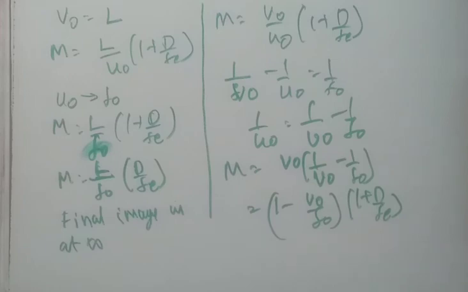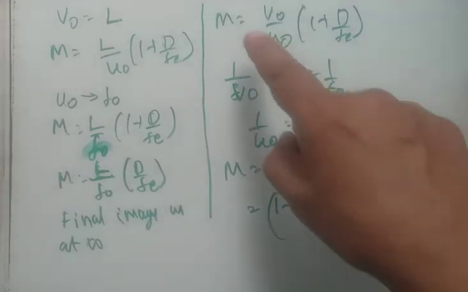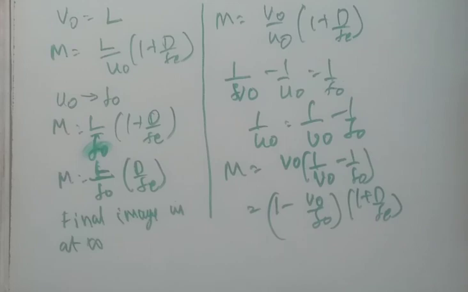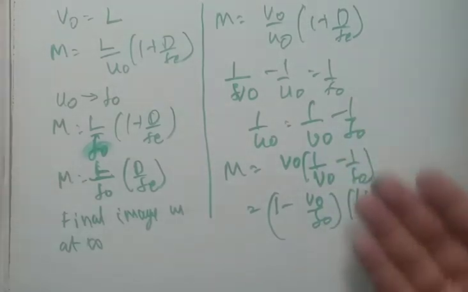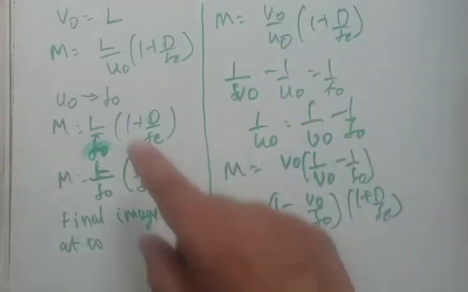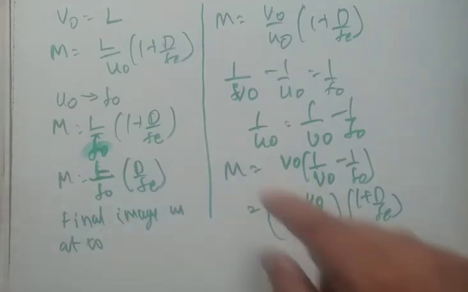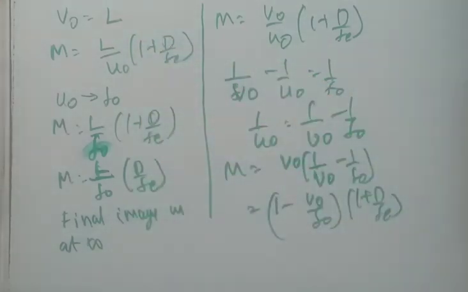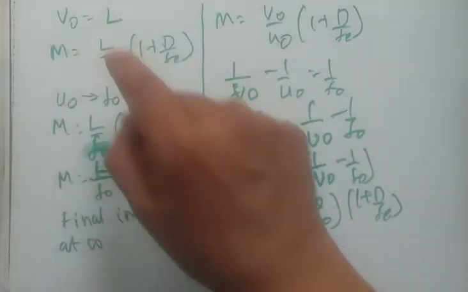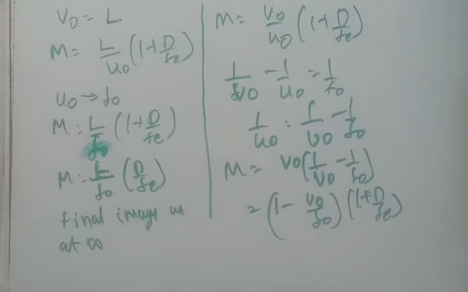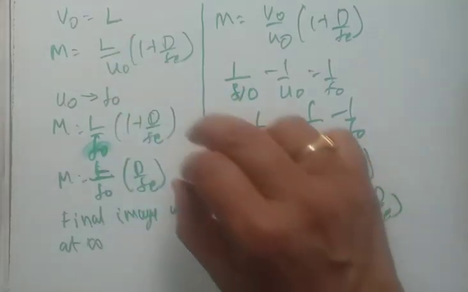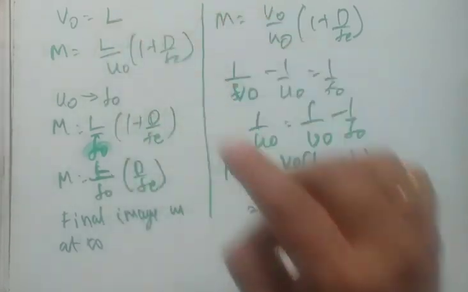Observe here, there must not be any confusion. The first formula is the one we have proved: M equals VO by UO into 1 plus D by FE. This applies when the object is not very near to the principal focus. When the object is very near to the principal focus and the image due to the objective is formed almost near to the eyepiece, then VO, the image distance for the first lens, is taken as the distance between the objective and the eyepiece, what we call the length of the tube L.